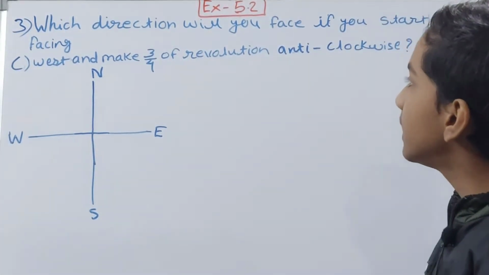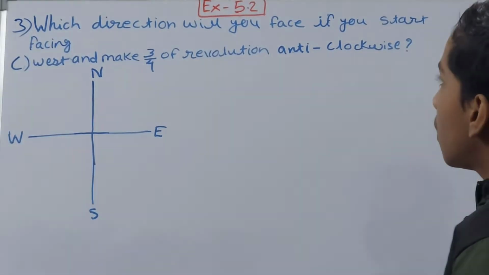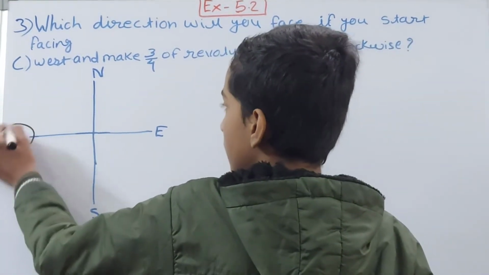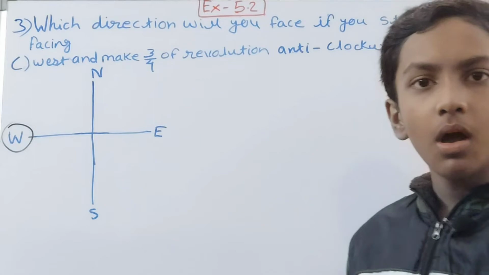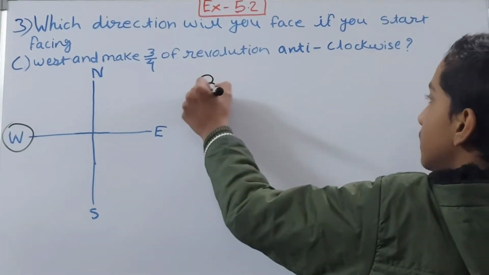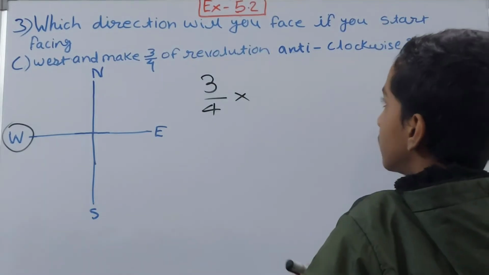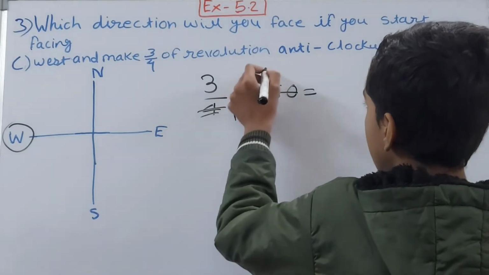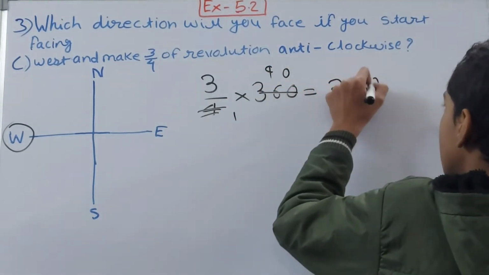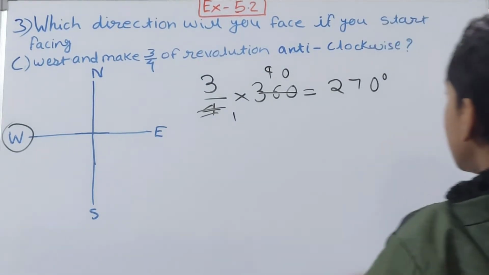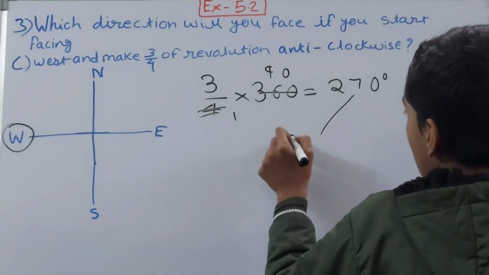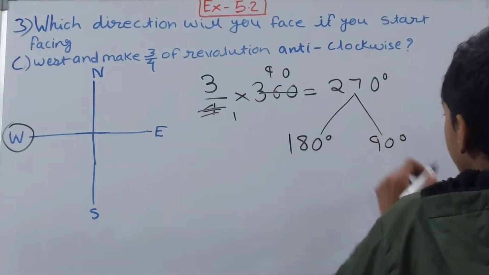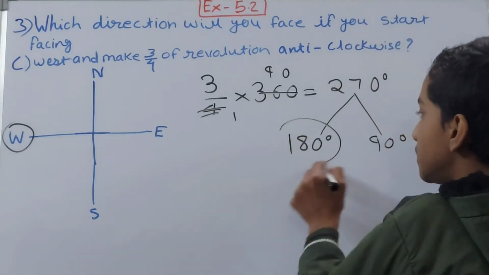Okay, so C part is west and make 3/4 of revolution anti-clockwise. So you stand at west here and you make 3/4 revolution. 3/4 of a revolution, 3/4 into how much? 360, right? That will be 1, and this will be 90, that will be 270 degrees. Now if you break this 270 down, you will get 180 degrees and you will get 90 degrees. So now these are the 2 angles you have got.